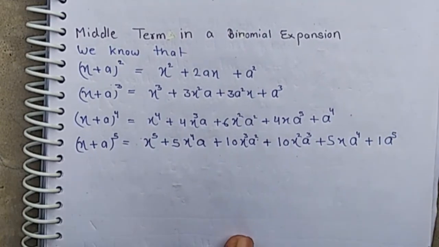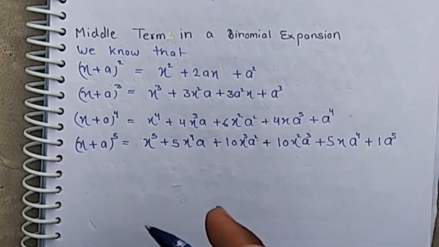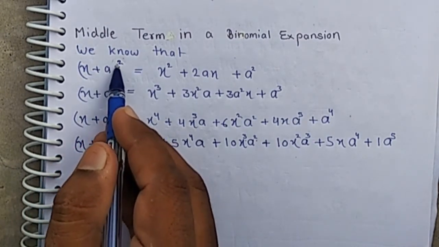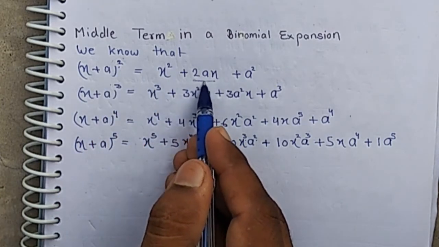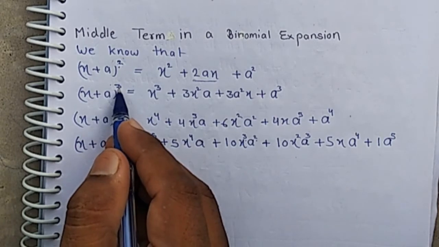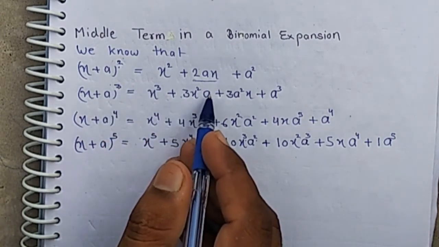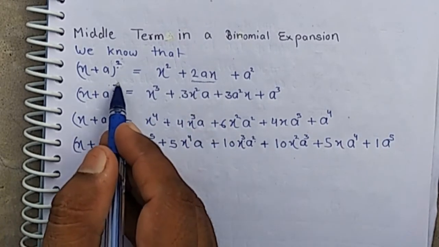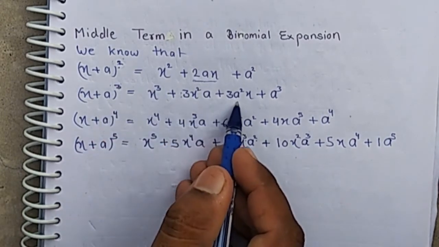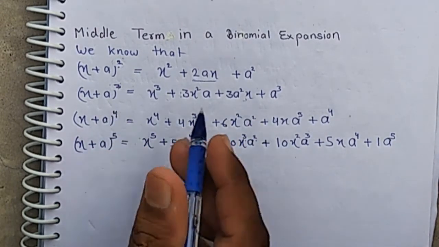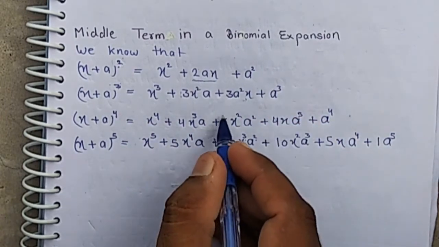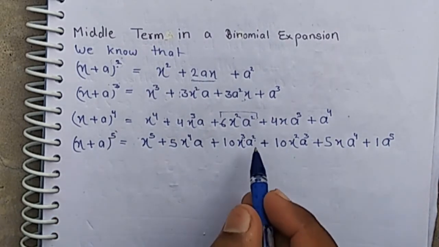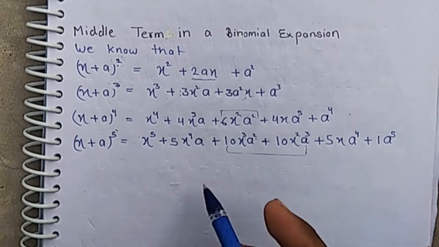Here we see that when n is even, the middle term is only 1. When n is odd, the middle term is 2. When n is even, the middle term, meaning the one in between, is only 1. When n is odd, there are 2 middle terms.